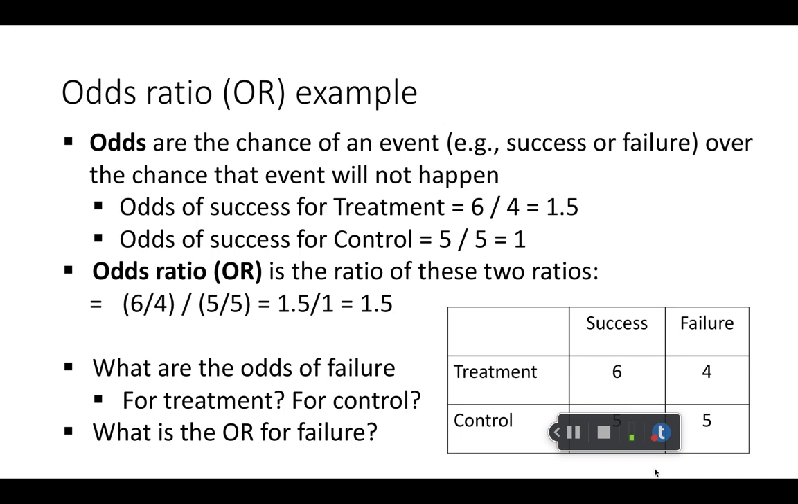So do this calculation yourself. What are the odds of failure for the treatment group? What are the odds of failure for the control group? Now calculate the odds ratio for failure. What did you get?